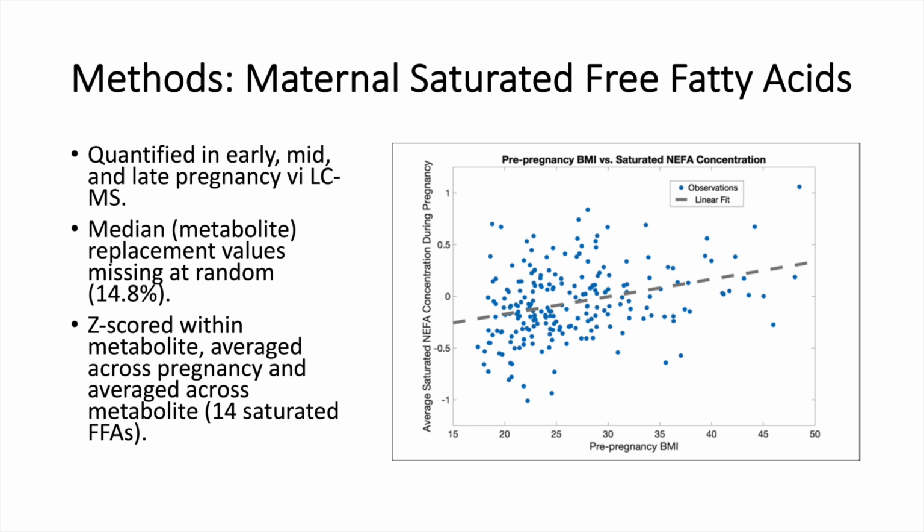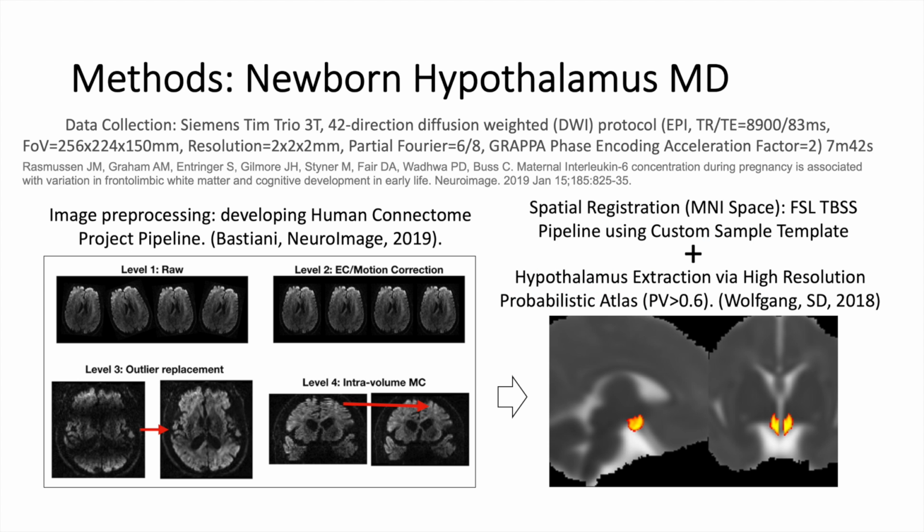Maternal saturated free fatty acid concentrations were z-scored and averaged across pregnancy after median replacement for data missing at random. All 14 saturated free fatty acids measured were then averaged together to create a composite measure of one saturated free fatty acid concentration per mother. A 42-direction diffusion-weighted sequence was collected in all newborns as previously reported. Image preprocessing was performed in accordance with the neonatal diffusion pipeline recently published by the DHCP group, spatially transformed using a sample-based template, and average hypothalamus mean diffusivity extracted according to a high-resolution probabilistic atlas of the human hypothalamus at a partial volume threshold of 60%.